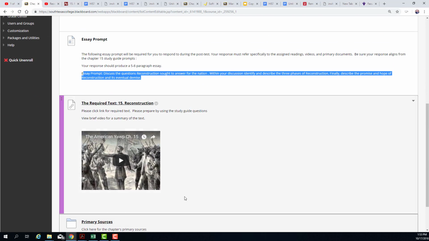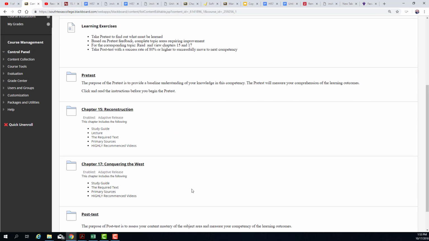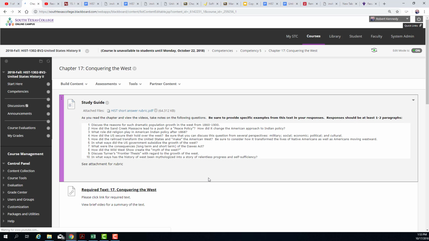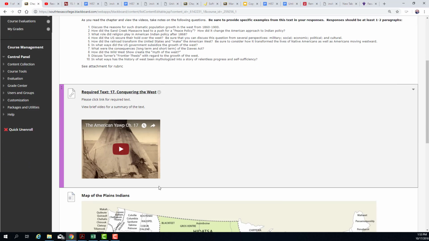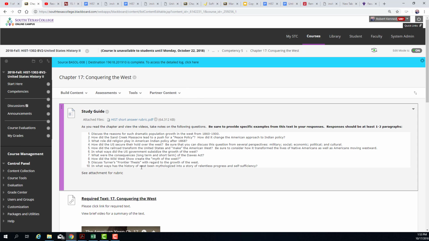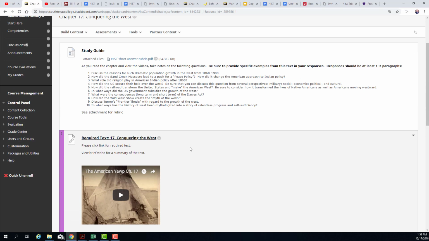Okay, so once you're done with that, then again, move on to the next chapter. In this one, there's only 2. Some of them will have 3. I think the last competency has 4 chapters, so do be ready for that. So make some room. This one only has the study guide and required text. It has a map here to help you out, so take a look at that and refer to it when you're looking at some of these questions. Primary sources and highlight. There's no essay prompt, in other words, for this particular chapter. So just keep that in mind.